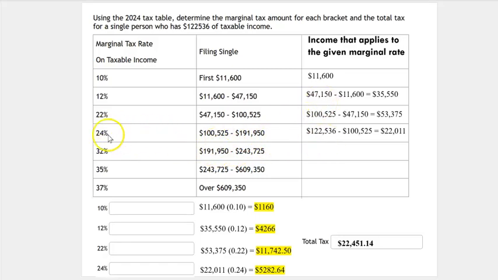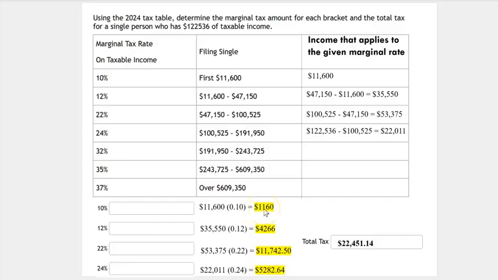For the 24% marginal amount, you subtract the lower limit, $100,525, from his taxable income, $122,536. So you get $22,011 for 24%. Each of these amounts is the income that applies to the given marginal rate. So you need to pay 10% of this much, 12% of this much, 22% of this much, and 24% of this much.